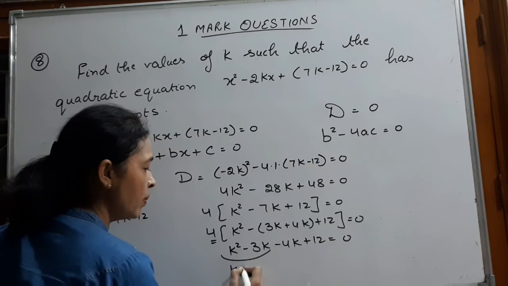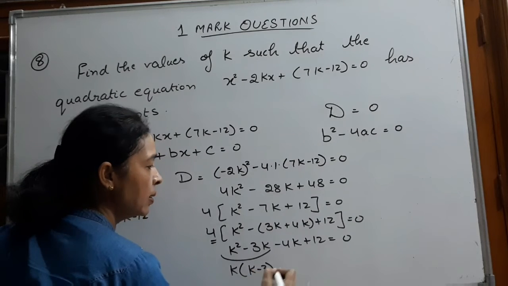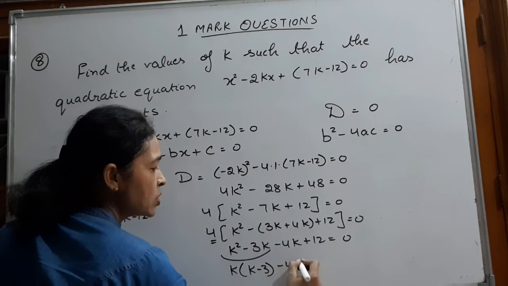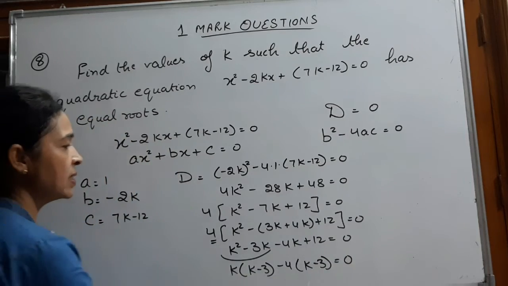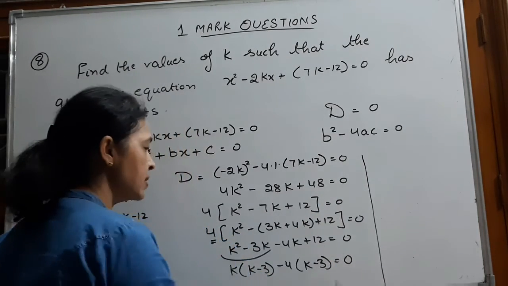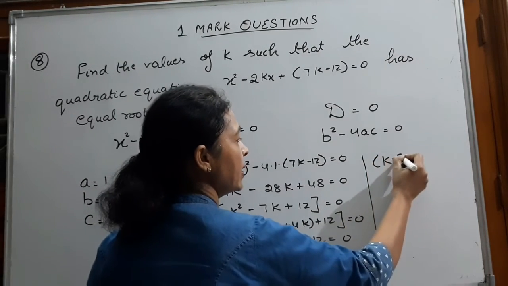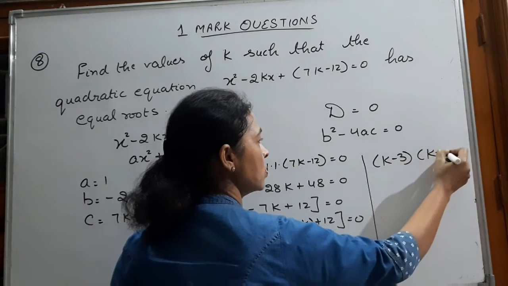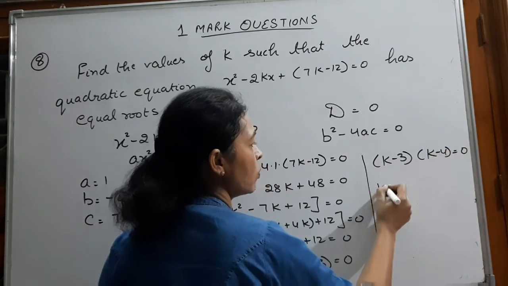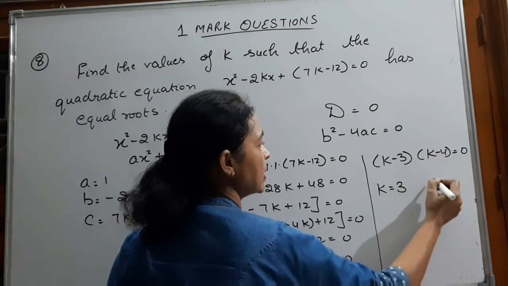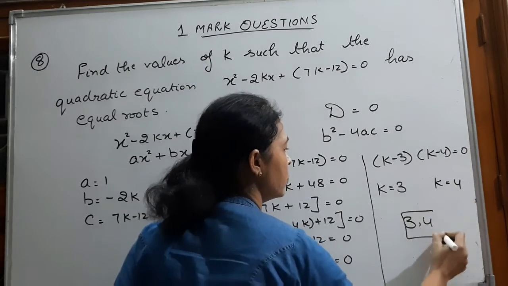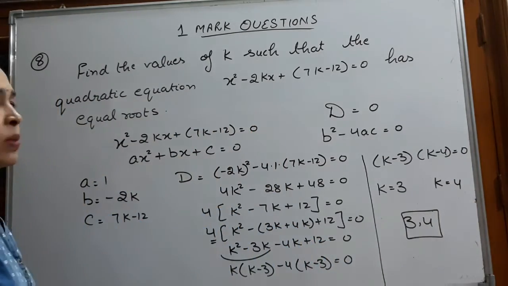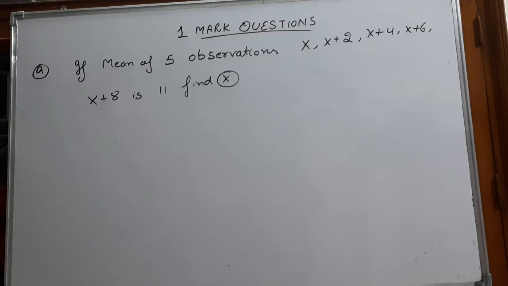Taking k common from the first two terms and minus 4 common from the last two, k minus 3 is common. Two factors we have: one is k minus 3 and the other is k minus 4, equal to 0. The values of k will be 3 and 4. So we have two values of k, 3 and 4, for which the equation will have equal roots.